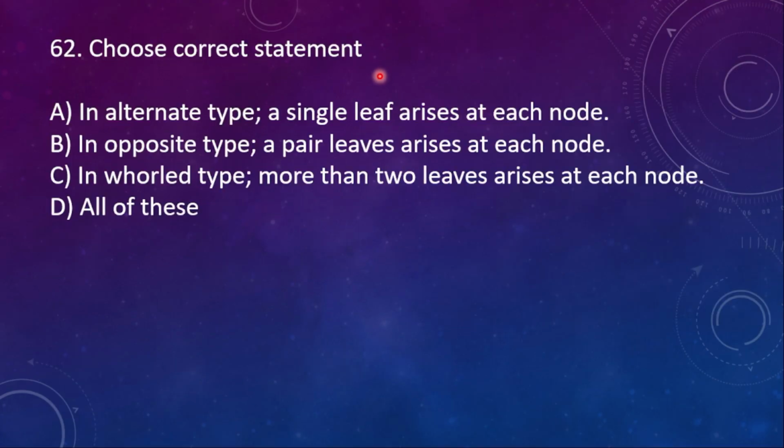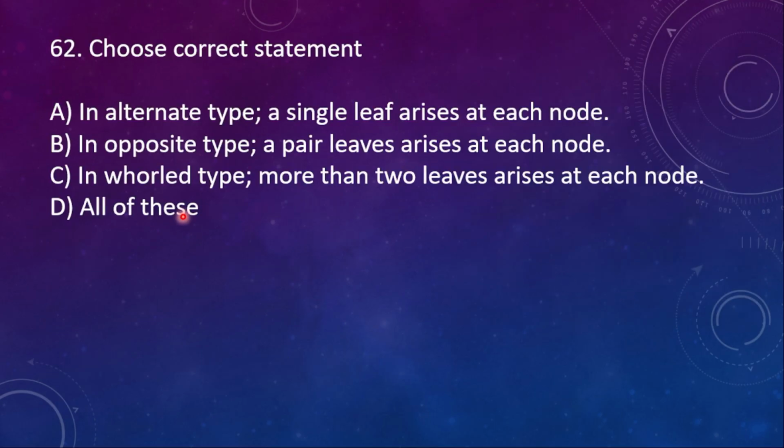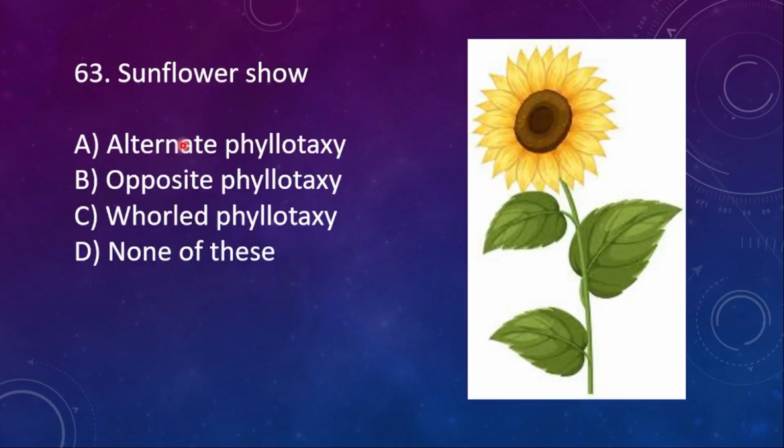62. Choose the correct statement. Option A, in alternate type, a single leaf arises at each node. B, in opposite type, a pair of leaves arise at each node. Correct. C, in whorled type, more than two leaves arise at each node. All are correct. Just now I explained that, isn't it? You can give the best example. In each node one leaf, that is said to be alternate. Each node two opposite leaves, then it is called opposite. Each node having more than two leaves, then it is called whorled. So here the right option is all of this.